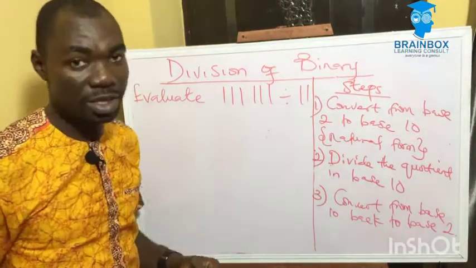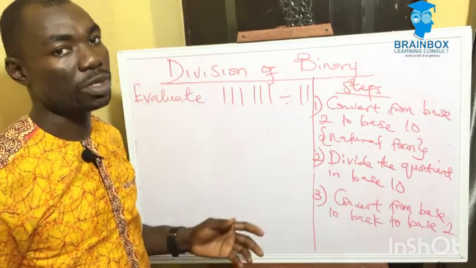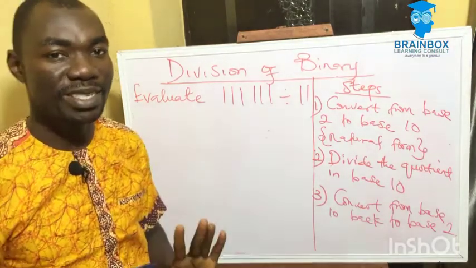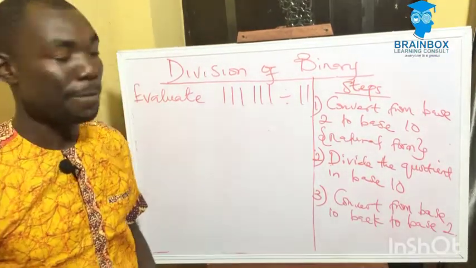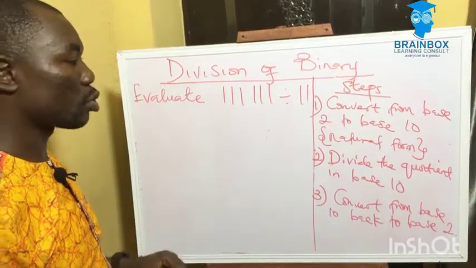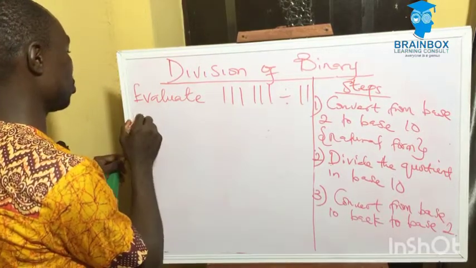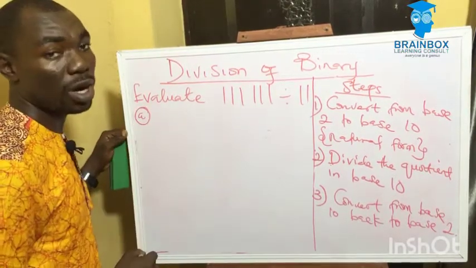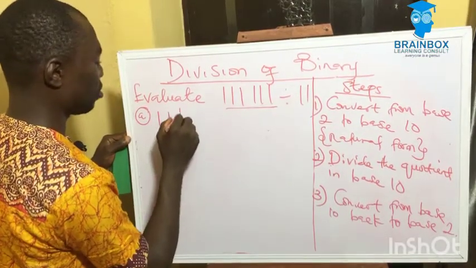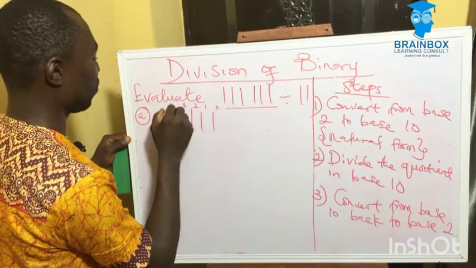For the sake of this teaching, we'll be doing just one example because it's a very long process, but I promise you, it is very simple. It is easy. So let's follow the steps. Number 1, we have to convert from base 2 to base 10. So this is base 2: 1, 1, 1, 1, 1, 1. That's positions 0, 1, 2, 3, 4, 5.